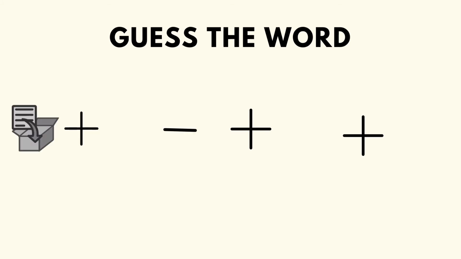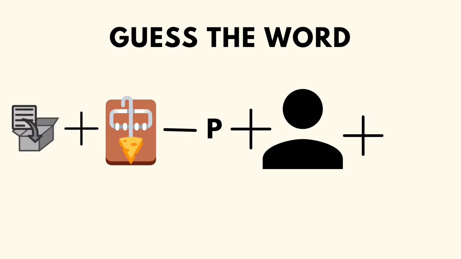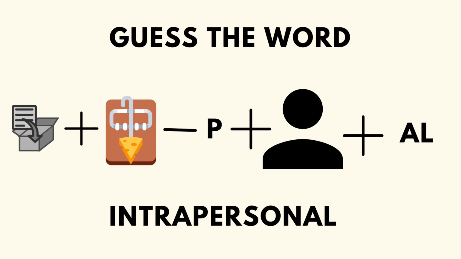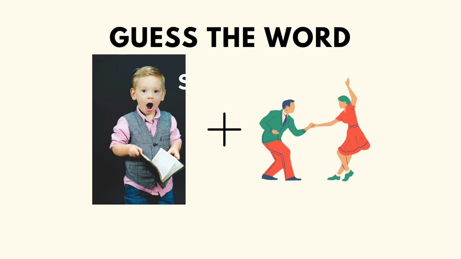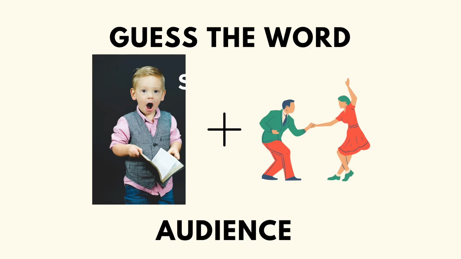The fourth one. What do you think is the word? Very good. It's intrapersonal. And last one. Yes, the answer here is audience. All these words will be discussed later as we proceed with our discussion.